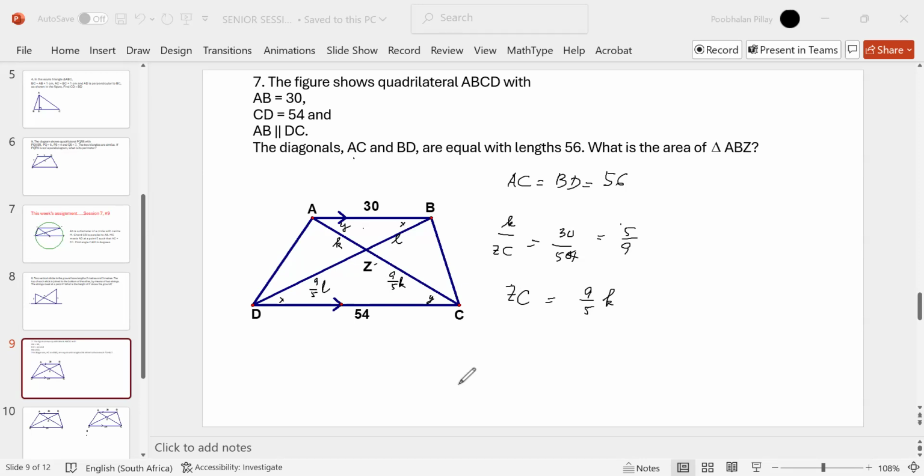So now, what we've got here is we've called these two things K and L, and using similarity we saw what the sides of this are. So now we've got this whole thing. Now, we also know that AC is equal to BD. It was given. I can calculate AC. What is AC? AC is K plus 9 over 5 times K. That is your AC. And the same with BD will be L plus 9 over 5 times L. They're all equal to 56. Now, if you look at this, you'll see there's something quite interesting here, because I can take K out.